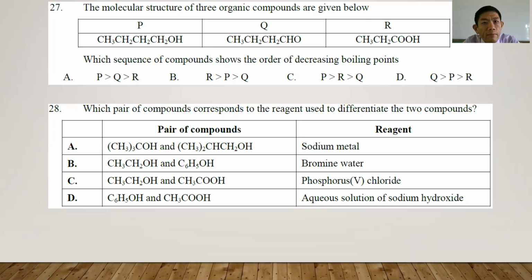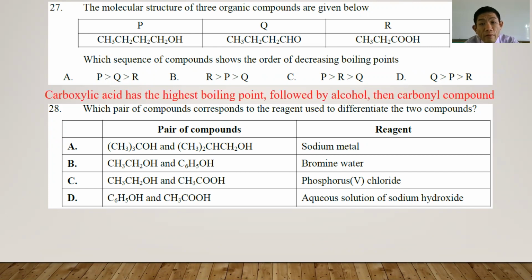Number 27, molecular structures of 3 organic compounds are given below. You have P, butan-1-ol, you have Q, butanal, R, this carboxylic acid. Which of the following sequences shows the order of decreasing boiling point? Of course, carboxylic acid will have the highest boiling point among all of them. So R is the first one, then followed by alcohol, which is the second one, then carbonyl compound, which is the third one. So the one which is correctly arranged is B.